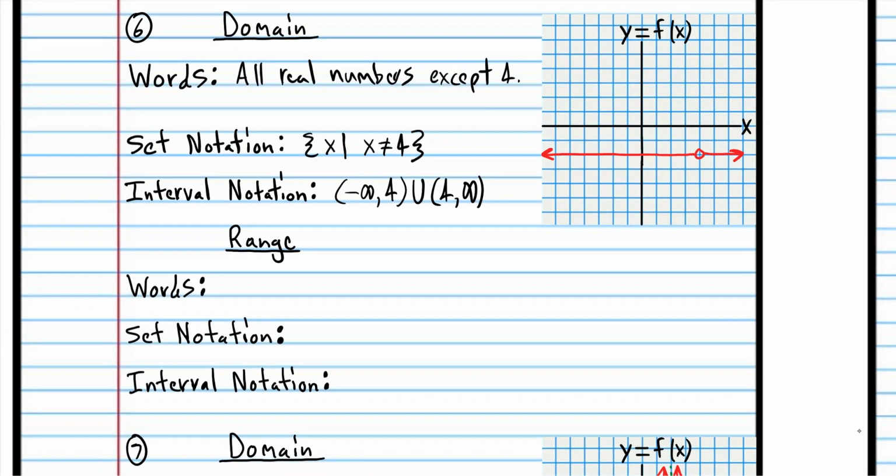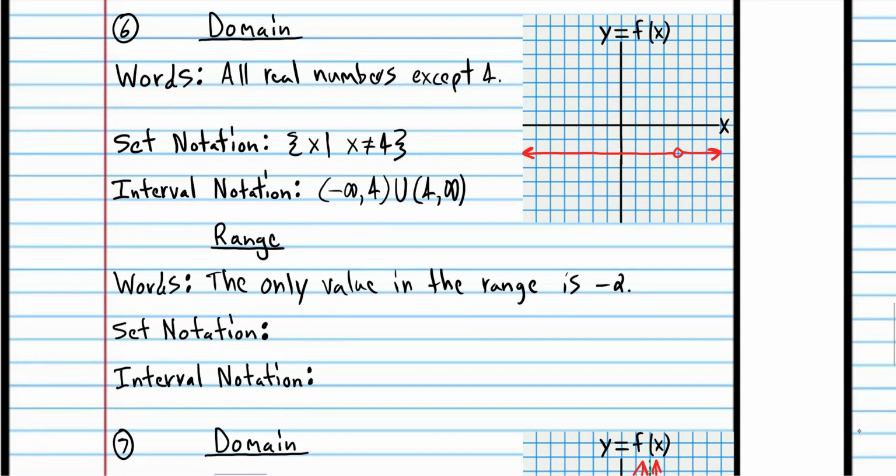Okay, so now what is the range? The only number in the range, again, the range is the y values of the function. The only value in the range is negative 2. In set notation, we say the set of all y values such that y is equal to negative 2.